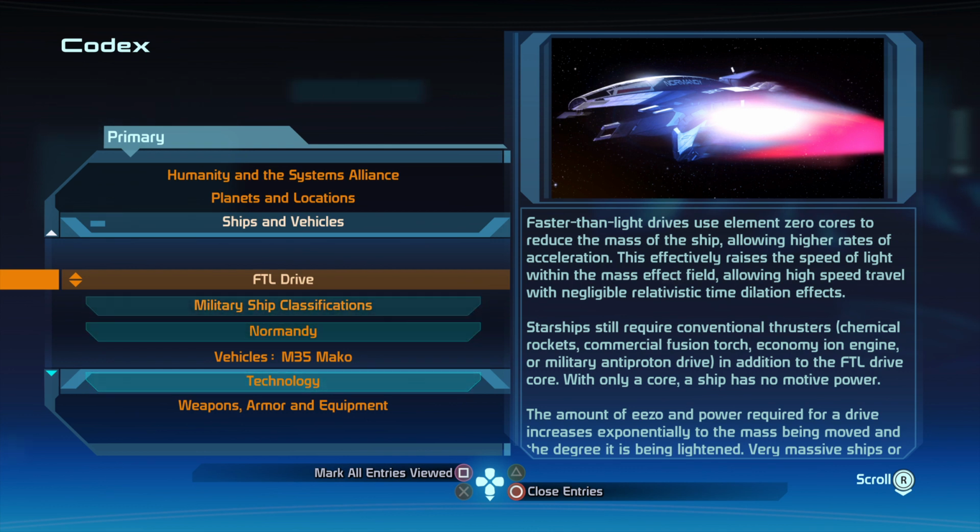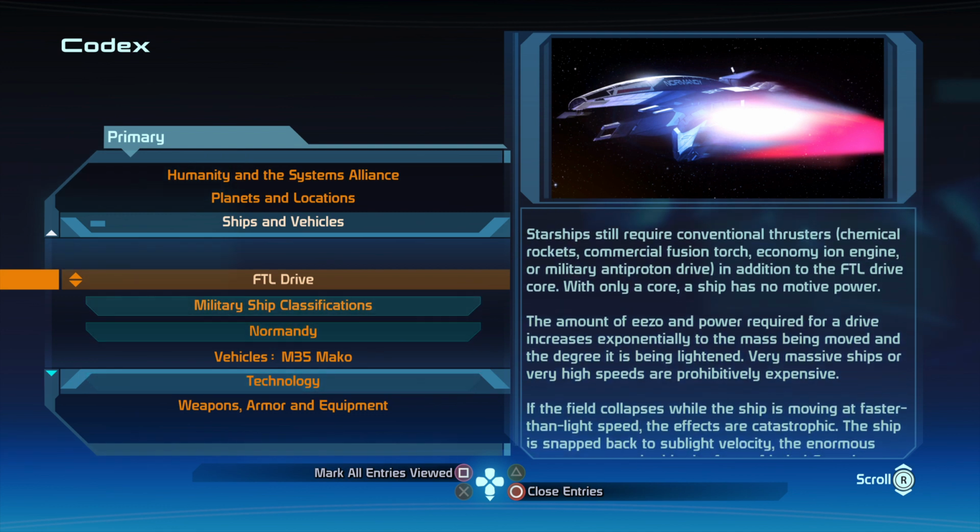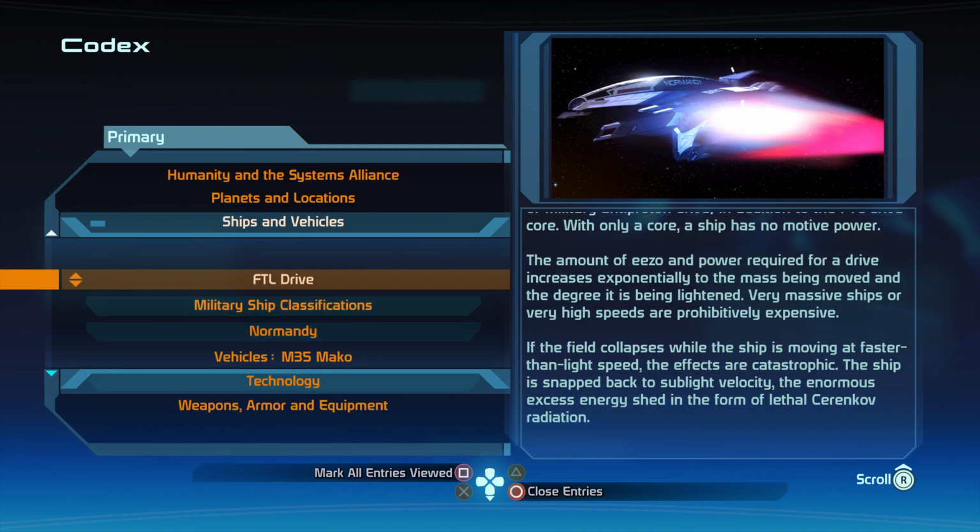The amount of Element Zero and power required for a drive increases exponentially to the mass being moved and the degree it is being lightened. Very massive ships or very high speeds are prohibitively expensive. If the field collapses while the ship is moving at faster than light speed, the effects are catastrophic. The ship is snapped back to sublight velocity, the enormous excess energy shed in the form of lethal Cherenkov radiation.